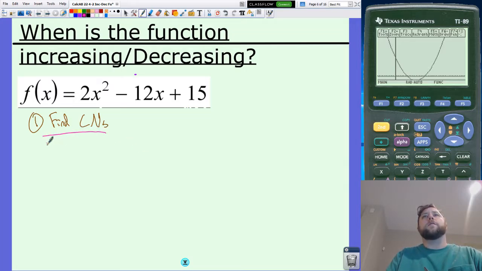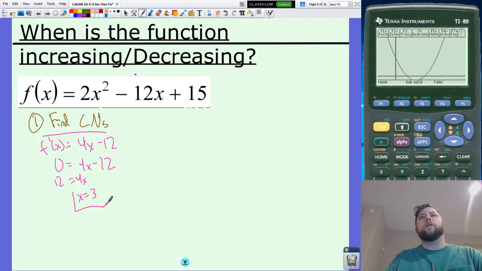Okay, the critical numbers. So you gotta find f prime of x is 4x minus 12. So you're setting that equal to 0. And then add 12 to both sides. Divide by 4, your x equals 3. So my critical number is just x equals 3, and it's the only one.